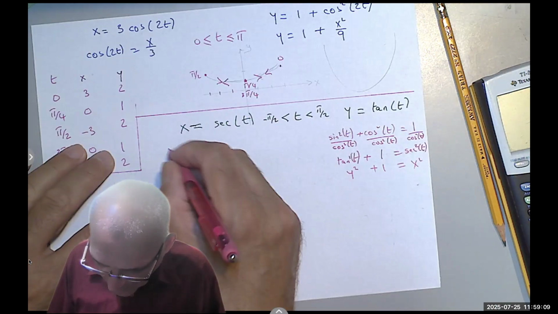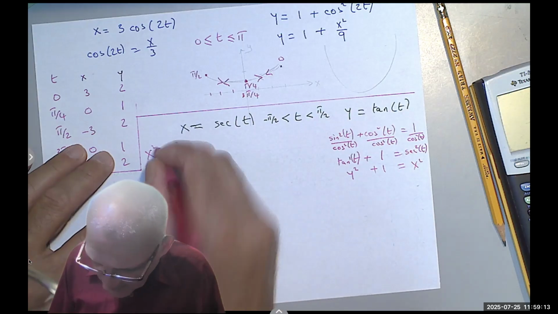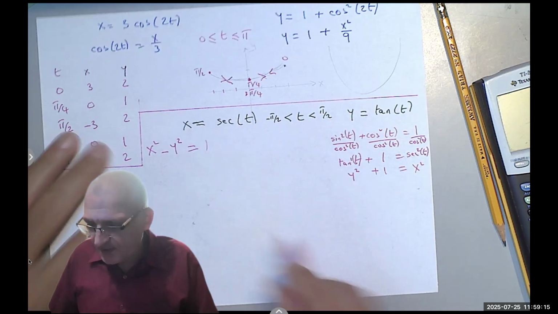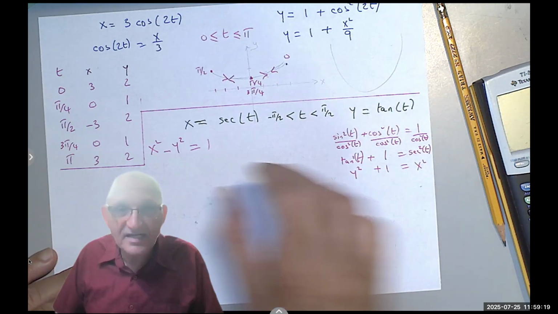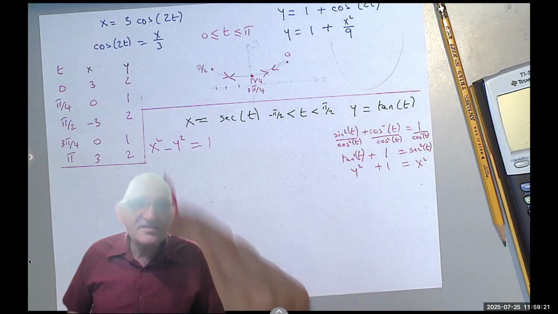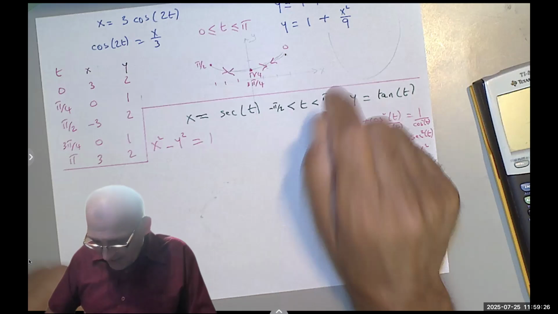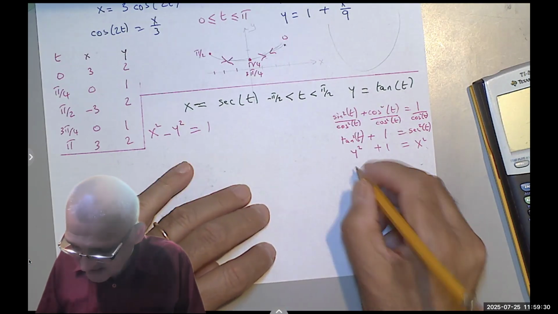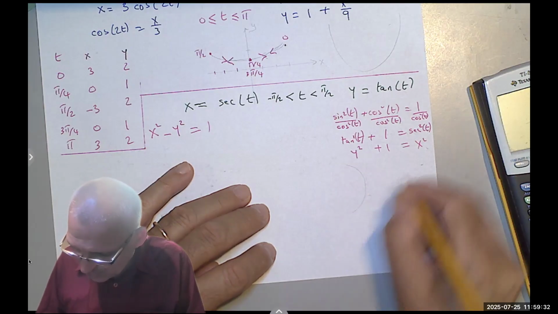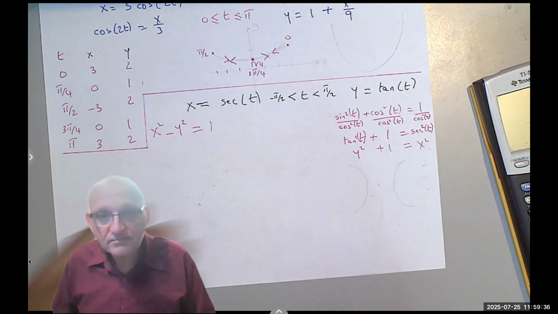Usually we write it x square minus y square equals 1, when I subtract y square from both sides. So I have the variables on one side and the constant on the other. What is that? It's a hyperbola, and it's a hyperbola that has its longitudinal axis as the x-axis. So it's opening right and left. And here is the origin.